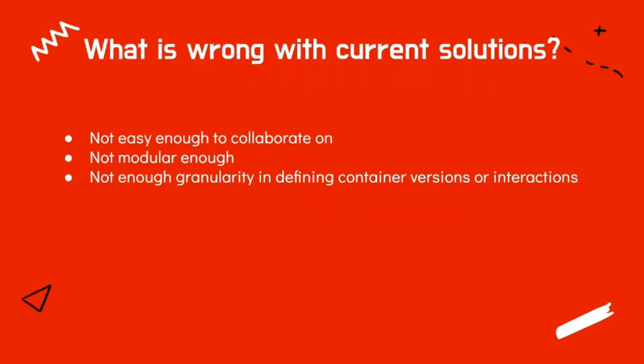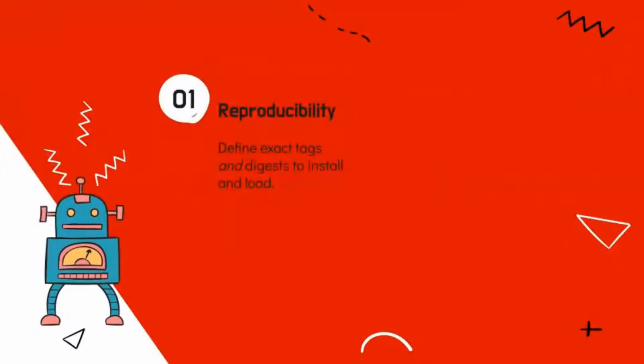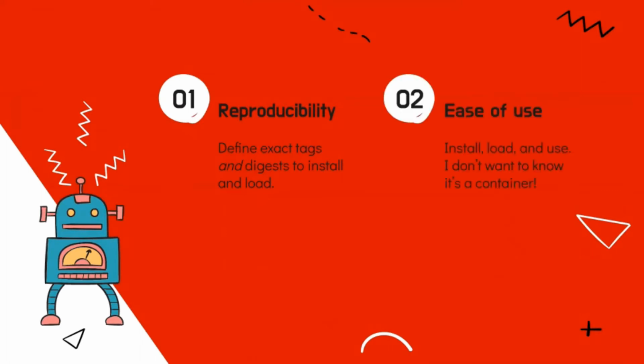So what's wrong with these current solutions? Well, I thought that they weren't easy enough to collaborate on. They really weren't modular enough. And I didn't think there was enough granularity in really being able to define container versions and interactions. So my goals for developing Singularity Registry HPC: I wanted reproducibility. I wanted to define exact tags and digests to install and load. I wanted it to be easy to use. So you clone the repository, you load it and use it.